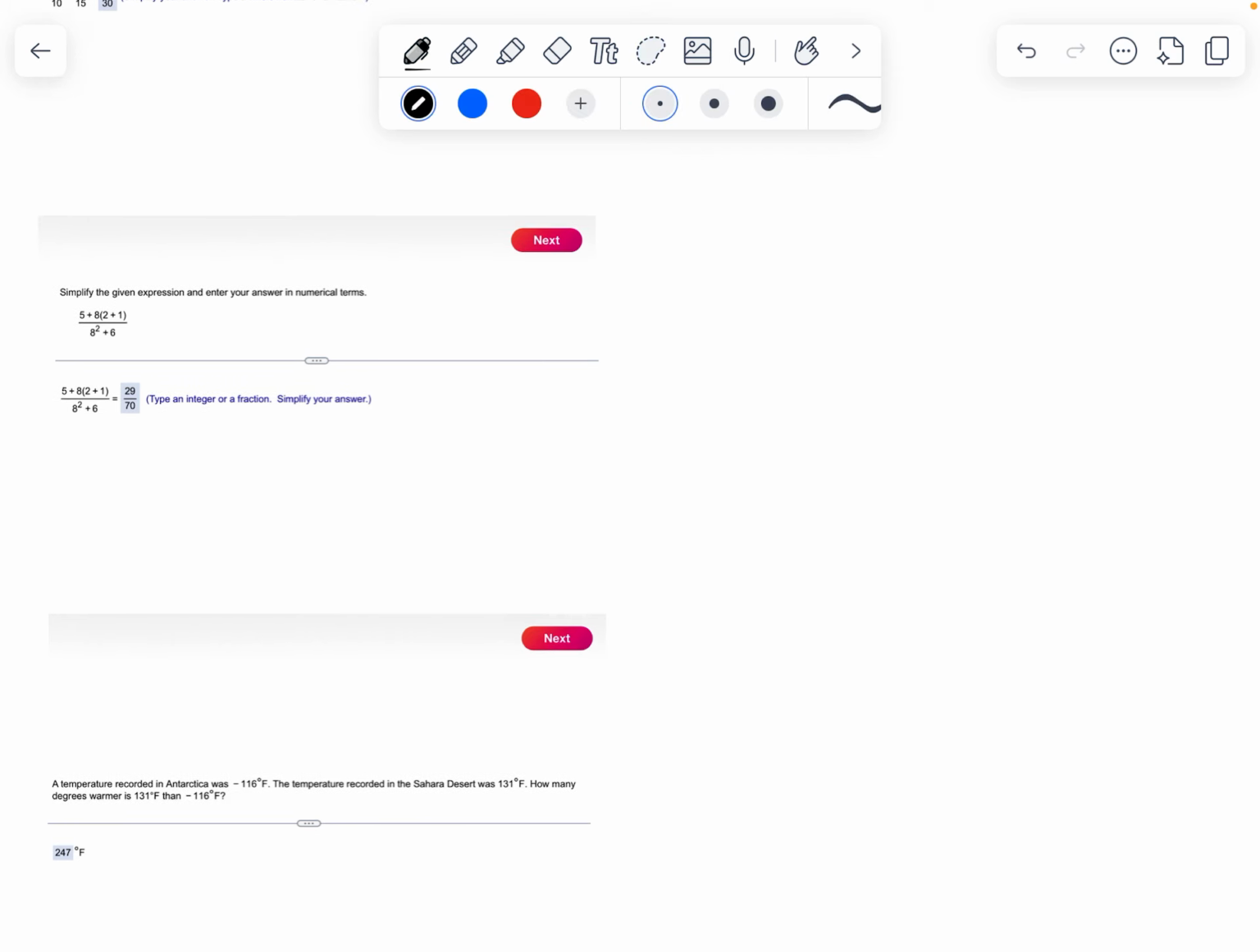Alright, so the next one here says to simplify the given expression and enter your answer in numerical terms. I have 5 plus 8 times (2 plus 1). Remember, in mathematics, when you use parentheses, it just helps you to understand the priority. In other words, it tells you that whatever is in the parentheses, you gotta do that part first before you do anything else outside the parentheses.